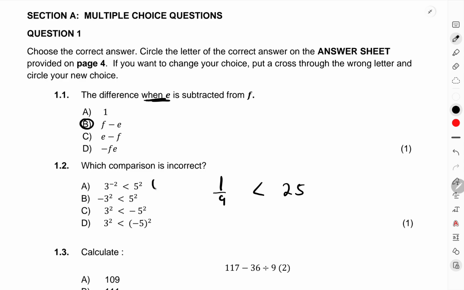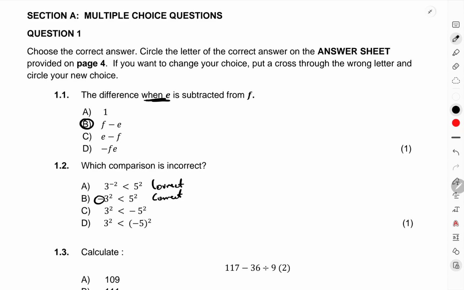Now, option A is correct. Then we are going to letter B. Negative 3 to the power of 2. Obviously, if this particular number is negative, meaning I'm going to have negative 9 is less than 25. Is negative 9 less than 25? Yes, negative 9 is less than 25. Therefore, the answer here is that this statement is correct.